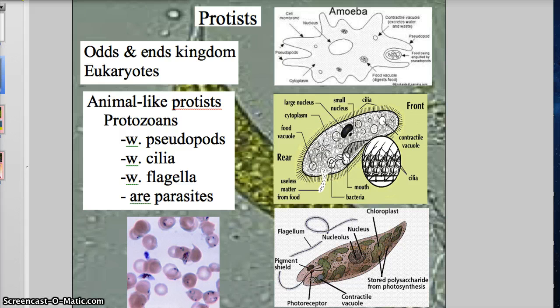These often live inside the bodies of other organisms. They can have a mutual relationship with the host, but not always. And these kind of act like a parasite more than others. The amoeba and the ones with cilia, like paramecium, aren't necessarily like a parasite, but the ones with the flagellum often are like a parasite, and they sometimes can cause disease.